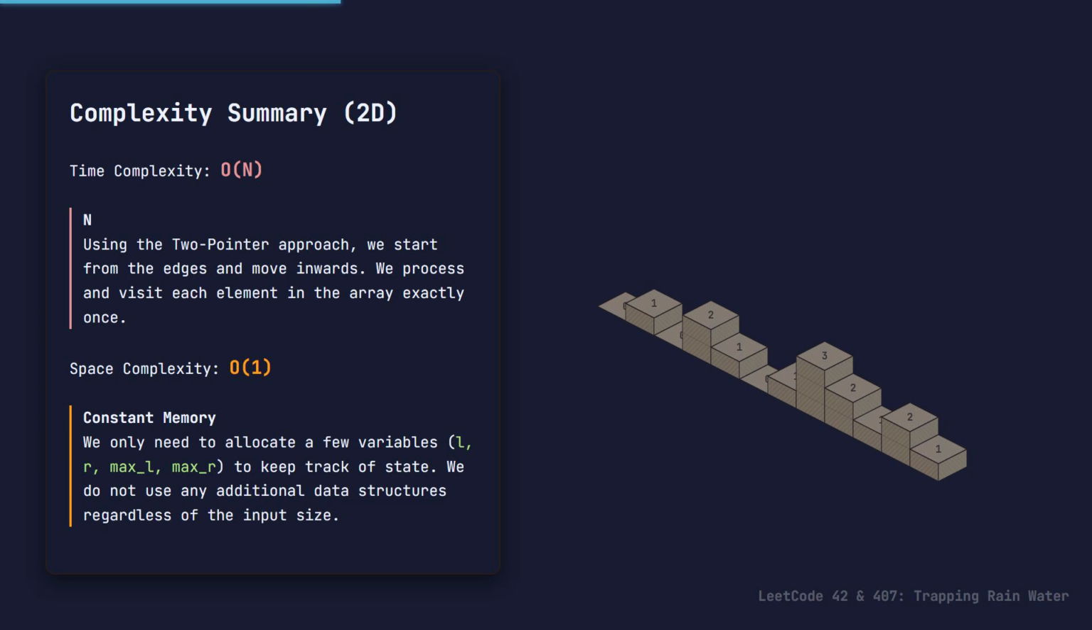Let's quickly review the complexity of this optimal approach. We only visit each element exactly once using our 2 pointers. So the time complexity is strictly linear, O(n). And because we only need to keep track of a few variables for pointers and maximums, our space complexity is a perfect O(1) constant space. As for edge cases, if the array is empty or has less than 3 walls, it physically can't trap any water, so we immediately return 0. Extremely fast, and no extra memory required.